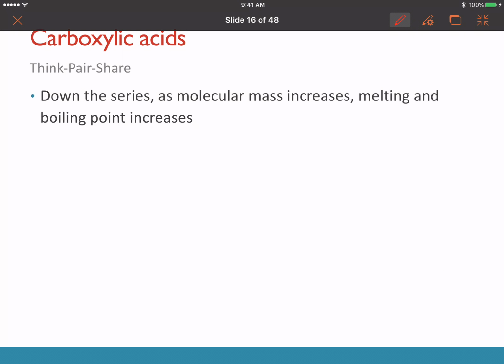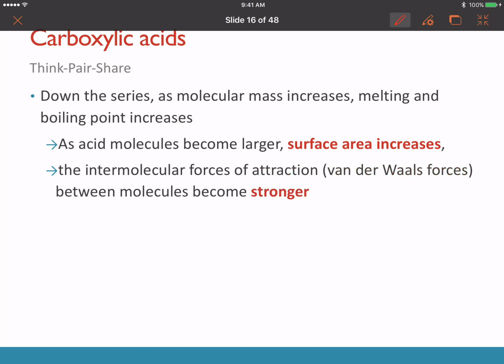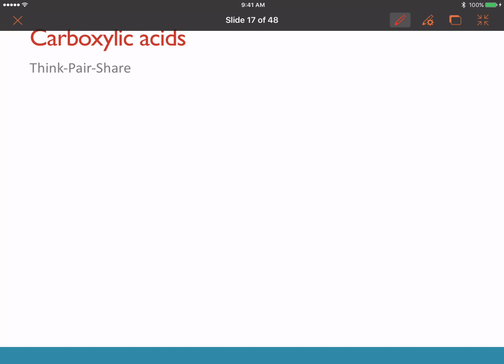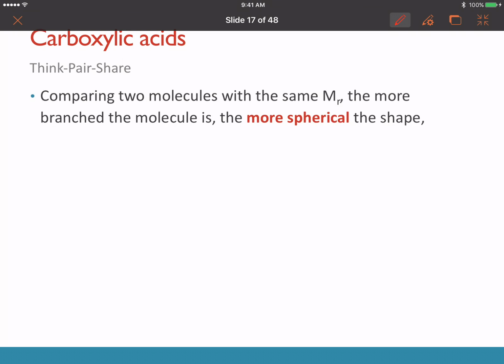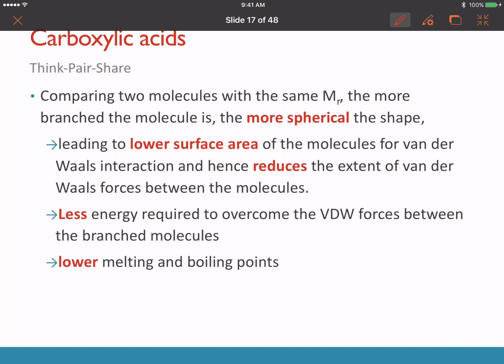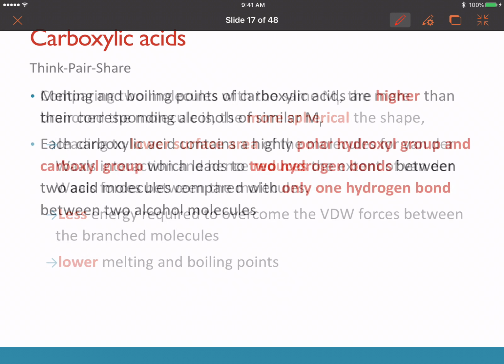So first, this part is the part that we've been talking about for all the homologous series. So as molecular mass increases, melting and boiling point increase because the surface area increases. When the van der Waals forces become stronger, more energy is required, then there's higher melting and boiling point. Next, when it's more branched, it becomes a more spherical shape, and that will lead to lower surface area, weaker van der Waals, less energy, hence lower melting and boiling point.